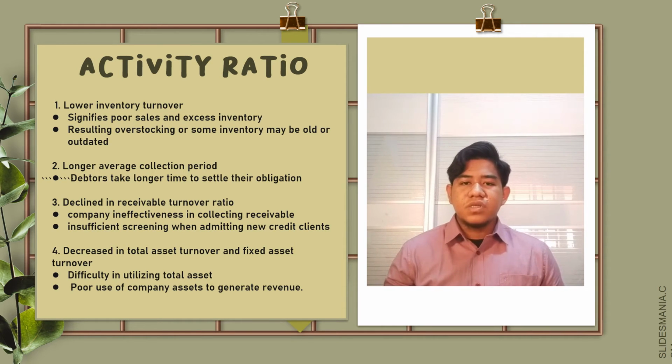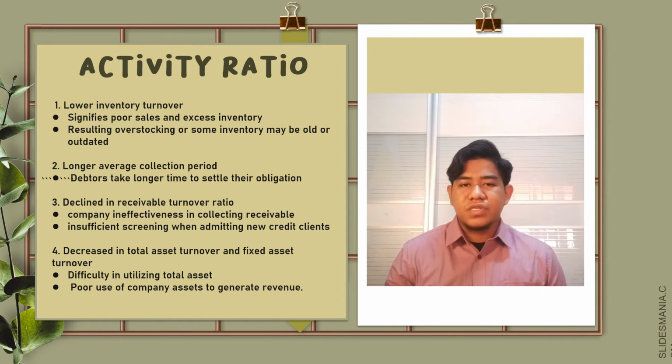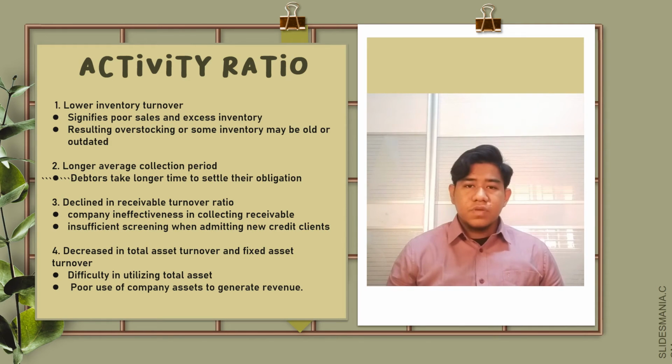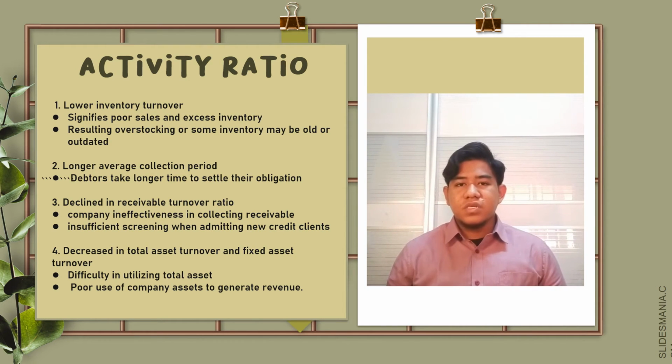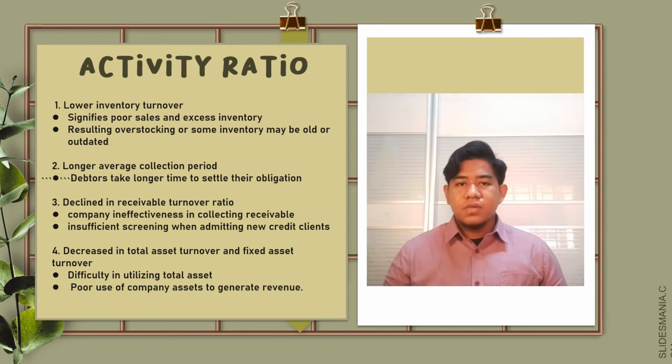Next, the receivable turnover ratio was reduced in 2020 due to the company's ineffectiveness in collecting receivables. This resulted from the loose credit policy and insufficient screening when admitting new credit clients. Furthermore, the company also has difficulty in utilizing its total assets, which may result in a lower total asset turnover and a decrease of the fixed asset turnover compared to the previous year. This indicates that the firm is making poor use of its assets and cannot fully utilize them to generate revenue.